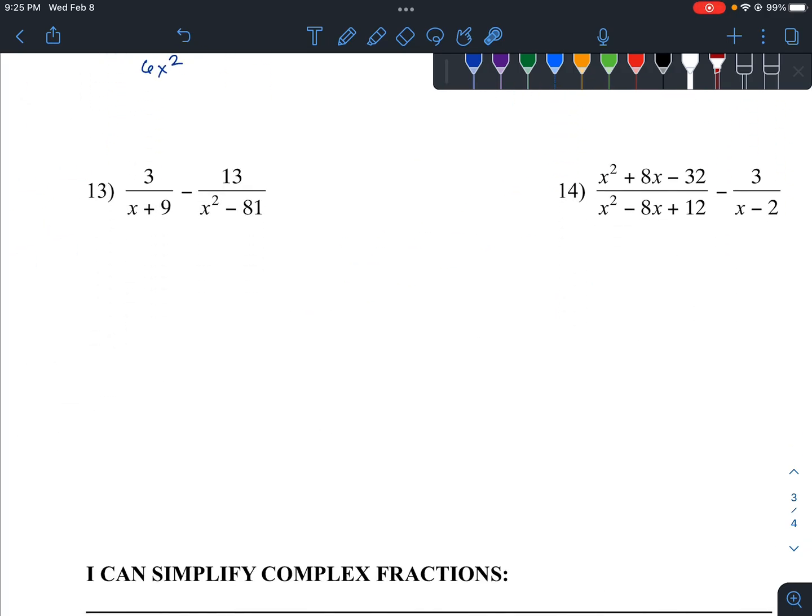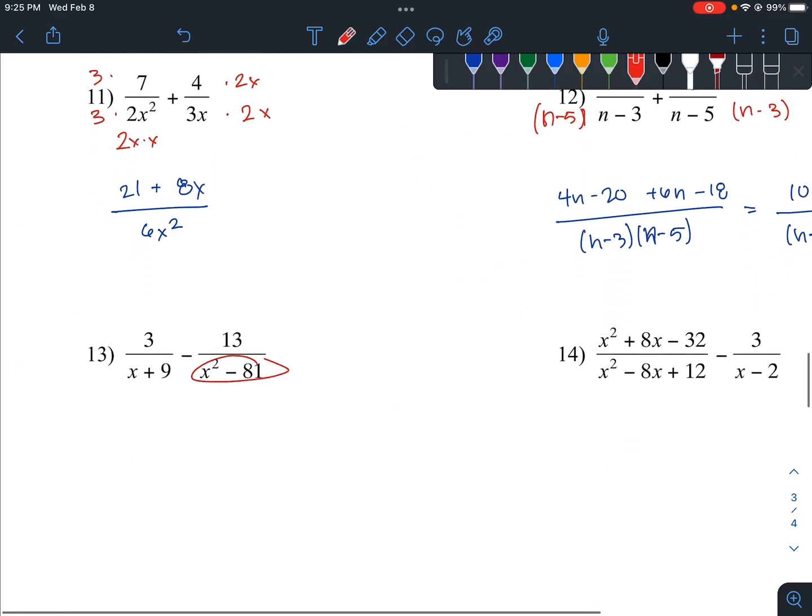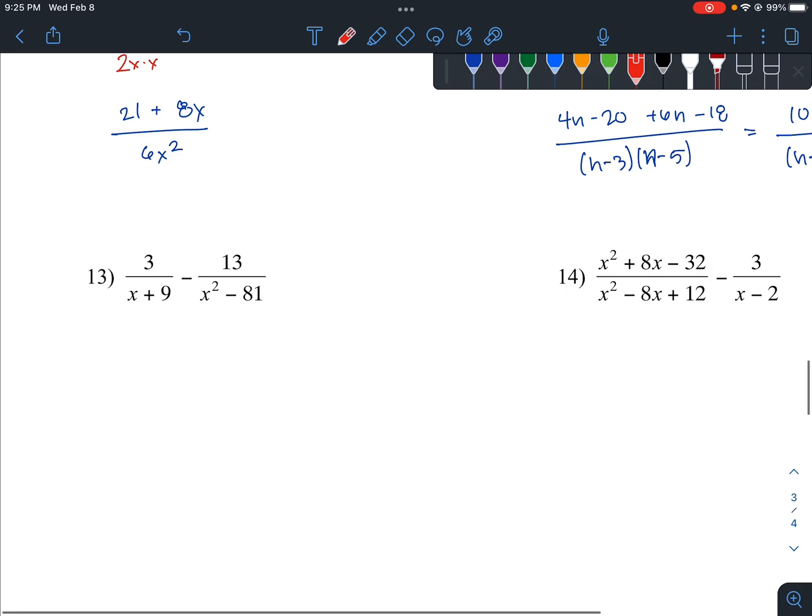Okay, so this one's subtraction, but still no different. Because I see this quadratic right here, a difference of squares, I'm going to factor that. So x plus 9 and x minus 9. The reason you want to factor this is because I do not want to multiply this by x squared minus 81. Do not want to do that.